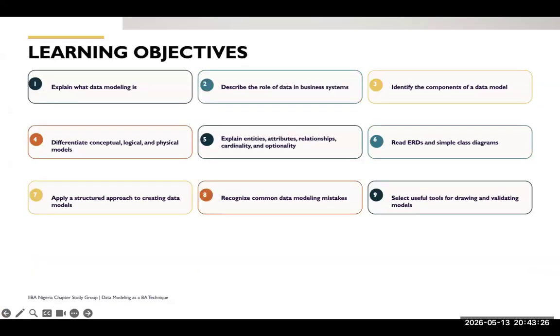For today, our learning objectives cut across these areas. Ideally, by the end of today's session, I want us to be able to explain what data modeling is, and describe the role of data in business systems. I want us to be able to identify the major components of a data model and differentiate between the different types of data model. And hopefully, you should also begin reading simple data models confidently.